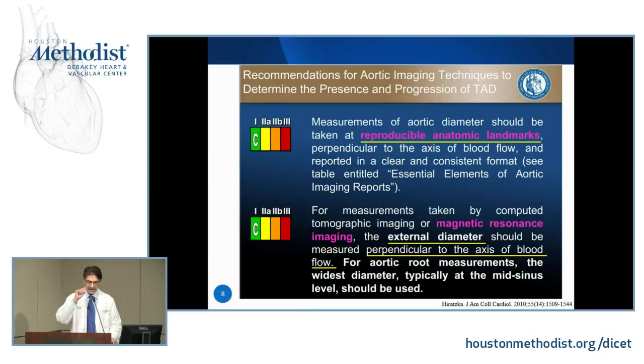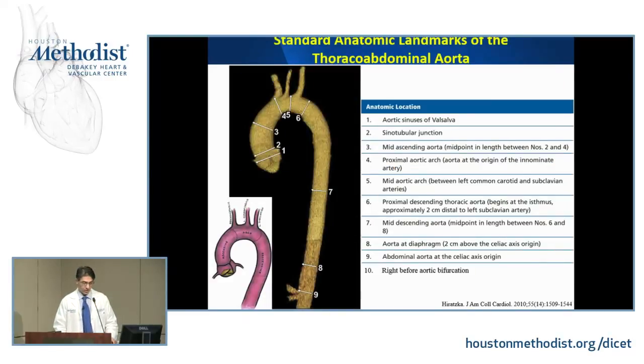They should be the external diameter, so the outer wall to the outer wall, and you have to be perpendicular to the axis of flow. So, we'll come back to all of this. So where are your standard anatomical landmarks for describing the aorta?